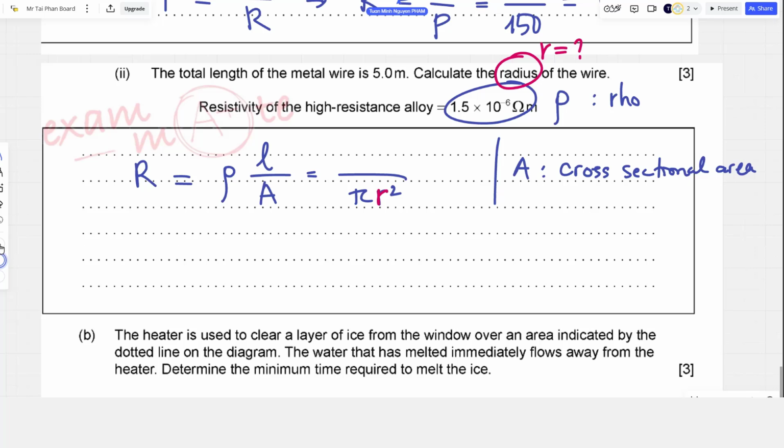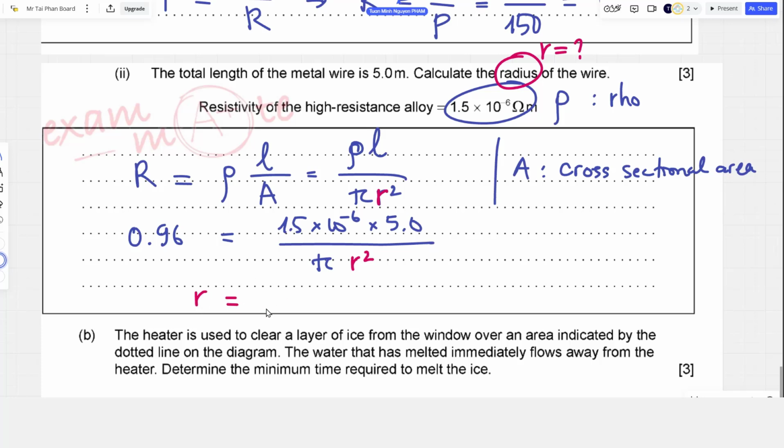On top are the resistivity and the length of the wire. The length is 5 meter here. Substituting values into this equation, the resistance we just calculated is 0.96 ohms. The resistivity is 1.5 times 10 to negative 6. The length is 5 meter. Pi is at the bottom with r square. We need to find r. Please solve the equation and tell me the result for the radius.